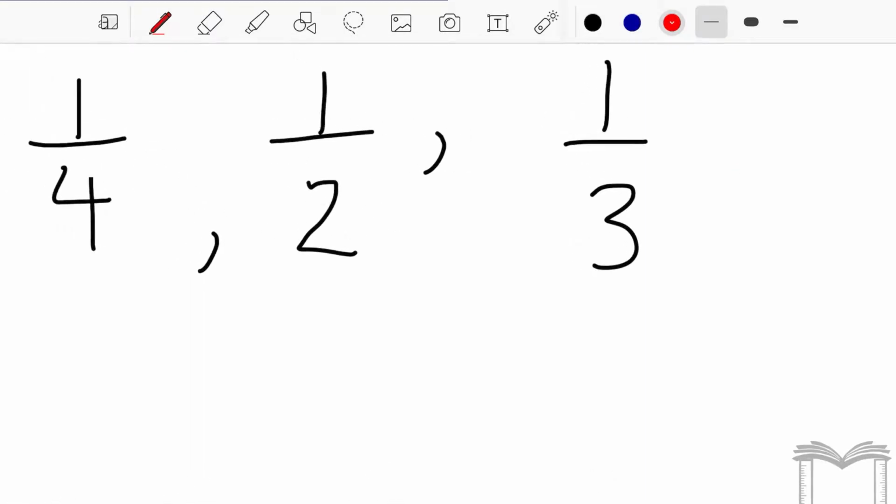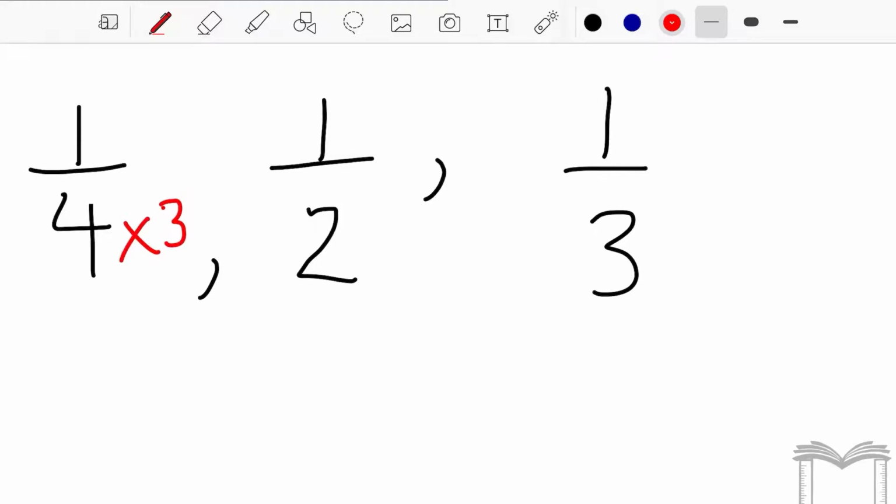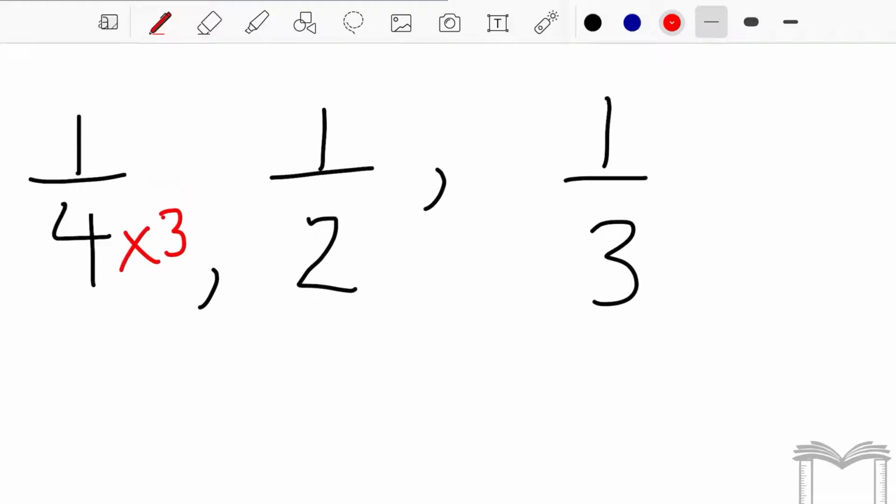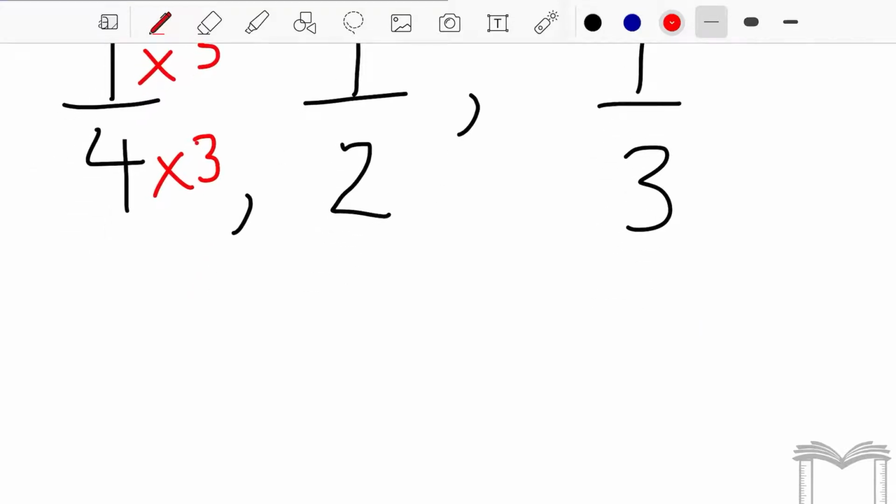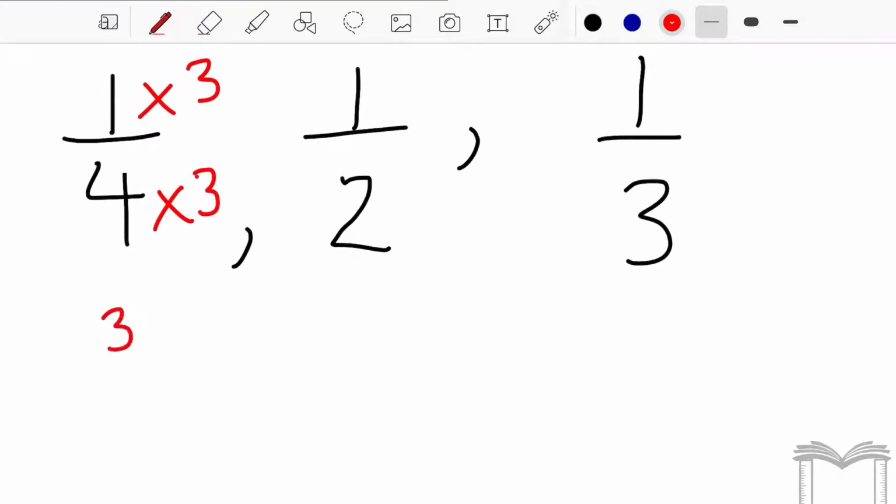So we can say 4 times 3. So if we multiply the denominator by 3, we must multiply the numerator by 3. We know that will give us 3. 1 times 3 is 3. And 4 times 3 is 12.